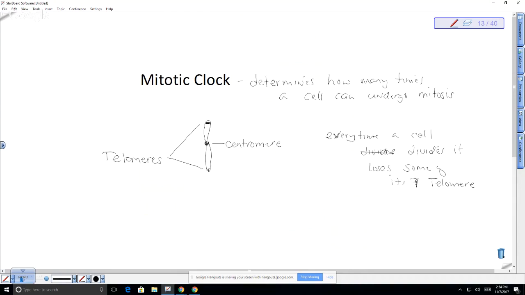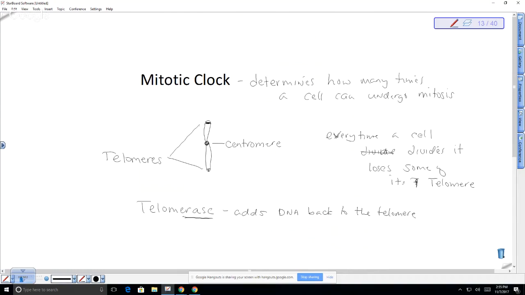Now, as I mentioned in the video, there is an enzyme called telomerase. And does anybody remember what I said telomerase does? It adds, right, DNA back to the telomere.